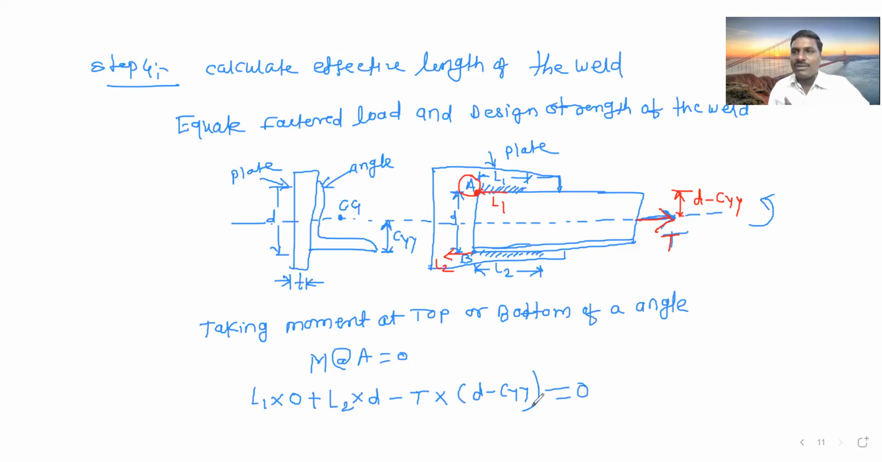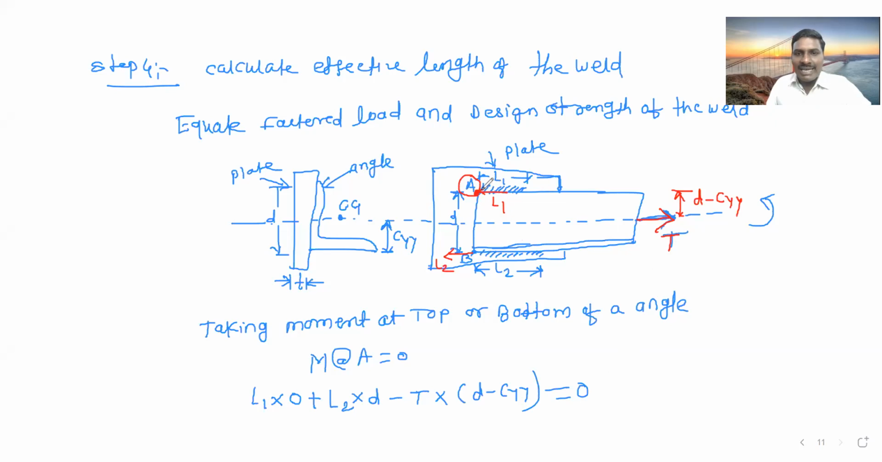So simple, but we have to take care of these three forces, and you can take the moment at B also, no problem. What will happen if we take the moment at B? L2 will be 0, correct? Yes, sir. L1 into D, but will it be clockwise or anti-clockwise? Anti-clockwise. Now T into how much? CYY. T into CYY, and it will be clockwise, plus. Same. You can take it at A or you can take it at B, no problem.